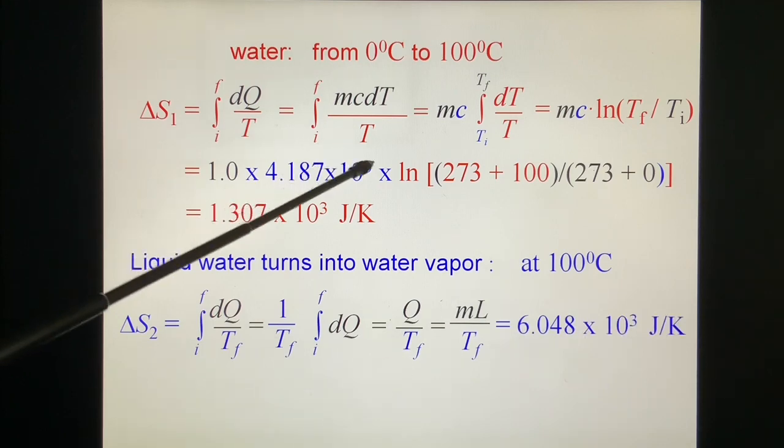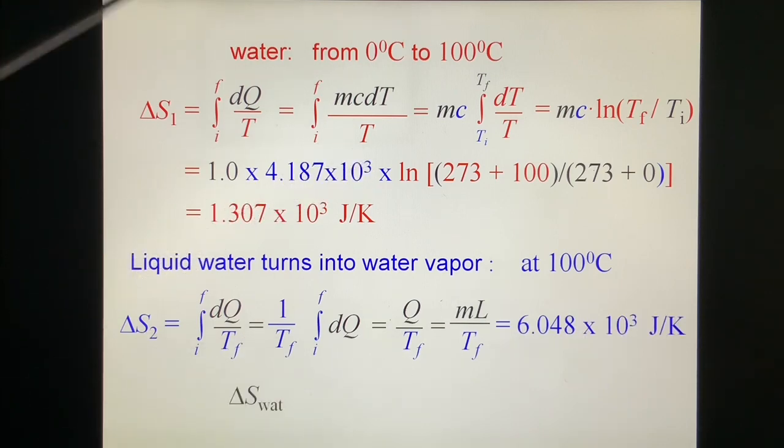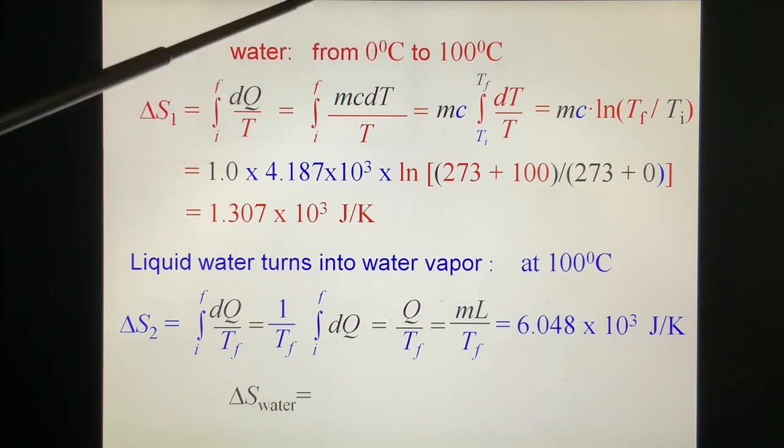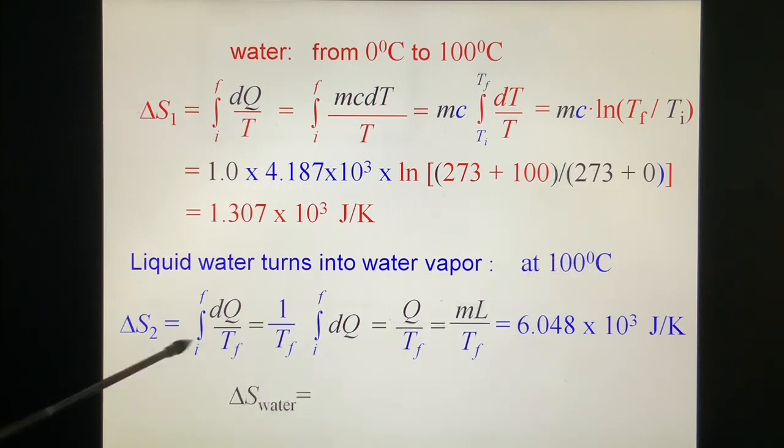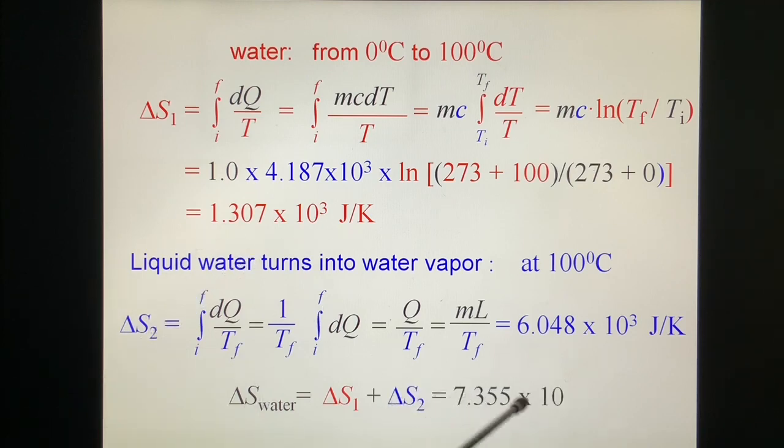So altogether, the entropy change of water from 0 degree water to 100 degree water vapor is equal to these two, delta S1 plus delta S2. We put the numbers in, and it equals 6.355 times 10 to the 3 joules per Kelvin.